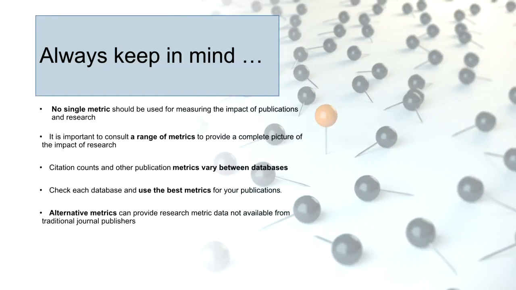Finally, always keep in mind that no single metric should be used when measuring the impact of publications and research. Consult a range of metrics to provide that complete picture of your impact, and citation counts and other publication metrics will vary across databases, so check databases and use the best metrics for your publications. Alternative metrics can provide research metric data not available from traditional journal publishers.